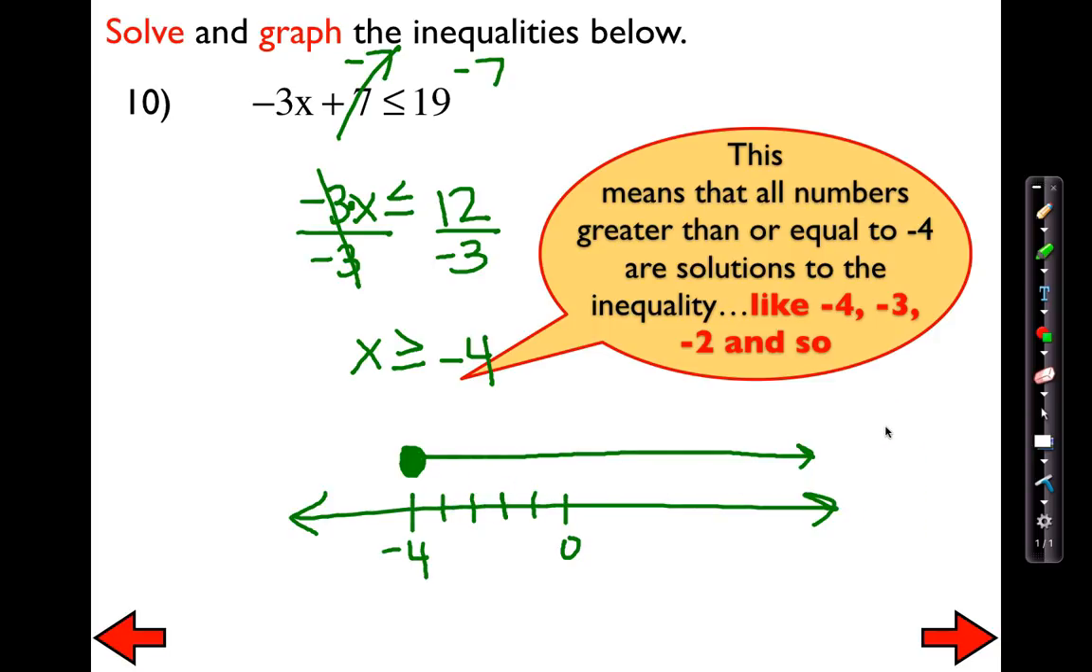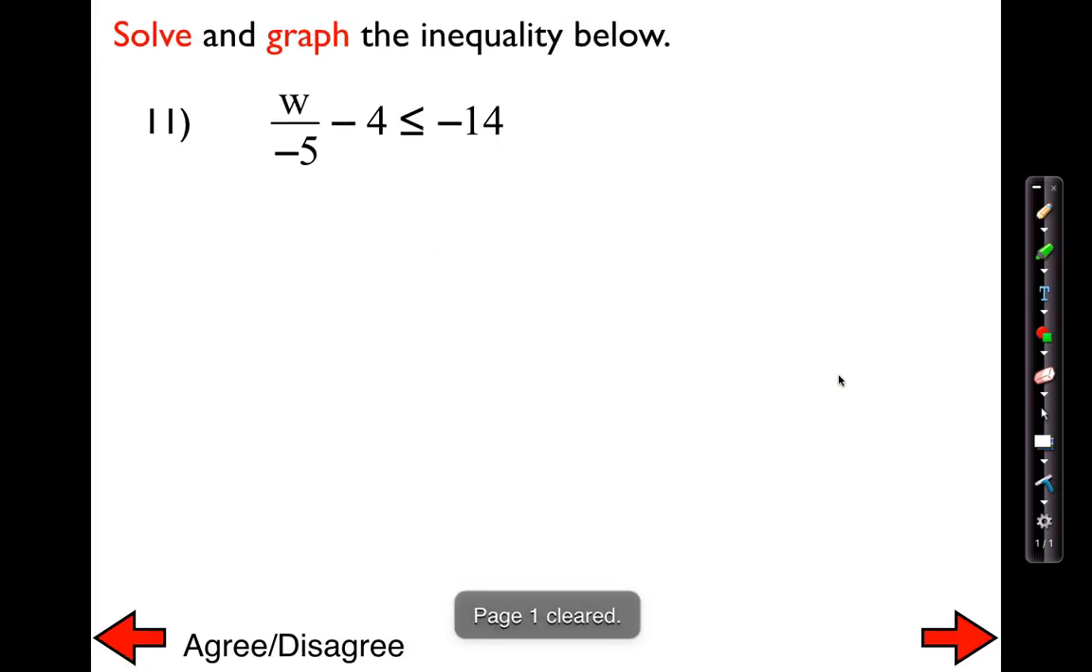So please understand, with inequalities, there are multiple answers. They could be fractions, they could be decimals, and as long as it falls within the range of this line, it is a solution to the inequality. Unlike equations, where there's only one answer, with inequalities you're going to find that there are infinitely many, with some restrictions, of course. Okay, so now let's try number 11.